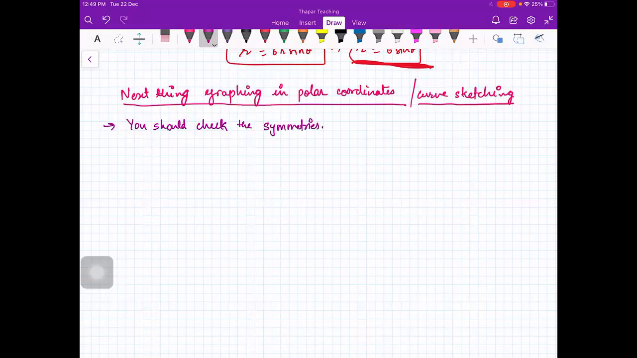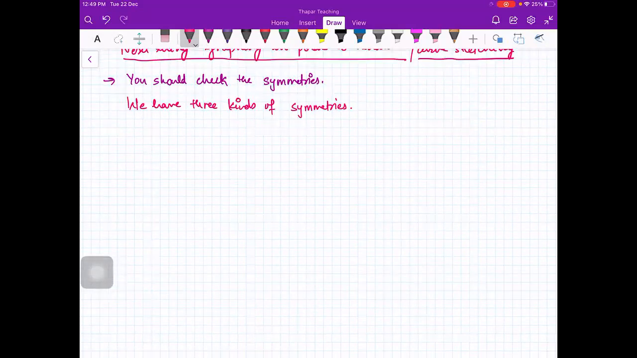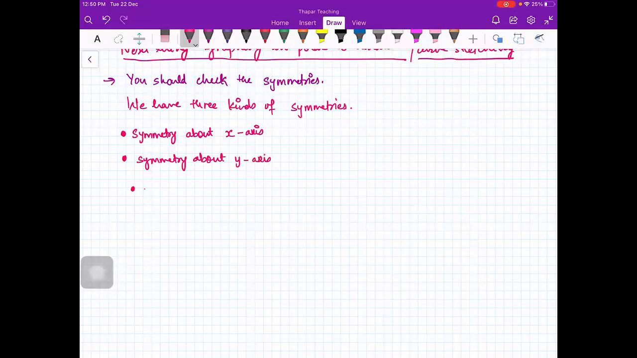And we have three kinds of symmetries. The first one is symmetry about x-axis. I will tell you how to check it. Then we have symmetry about y-axis. And then we have symmetry about origin.